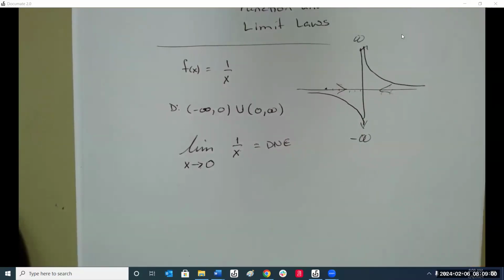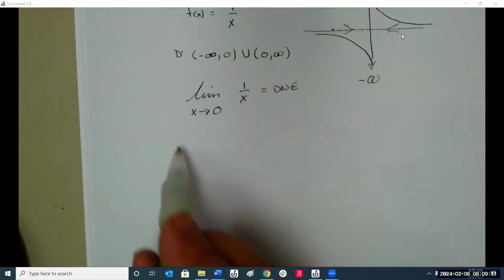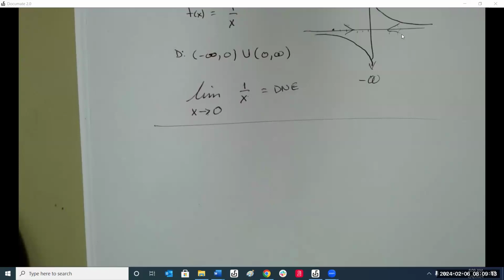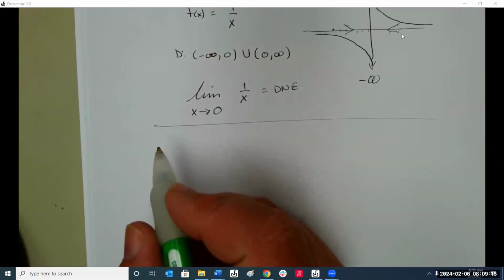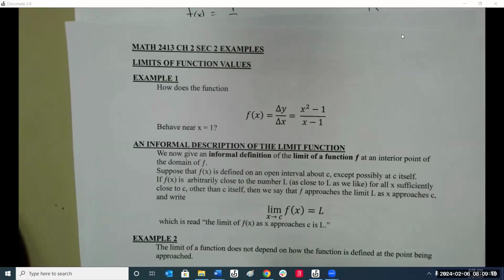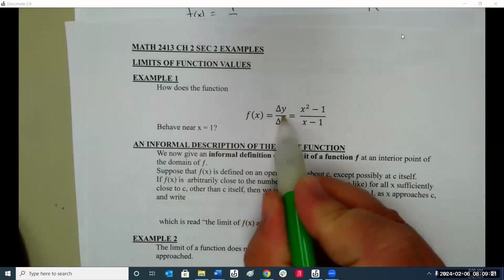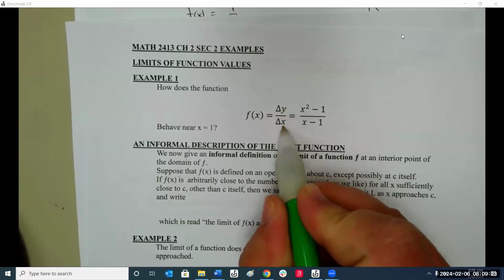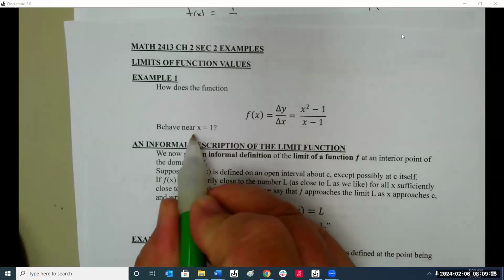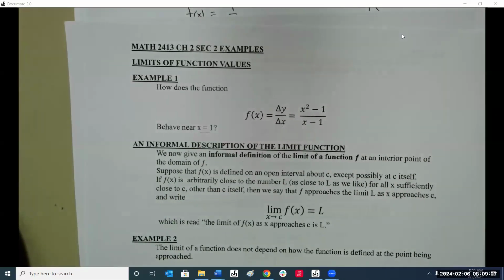So our first example, let's look at our first example in our sheet. How does the function f of x, delta y over delta x, behave near x equals 1?